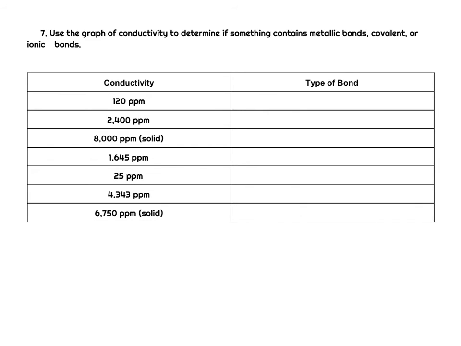On the back side, you're going to use the conductivities to determine if something contains a metallic bond, covalent, or an ionic bond. And so the conductivity here is just given in parts per million, but all you're doing is using it comparatively. So if something's a really low conductivity, it's probably a covalent bond. If it's a high conductivity, it's probably an ionic bond. And if it's a solid at high conductivity, then it's probably a metallic bond.